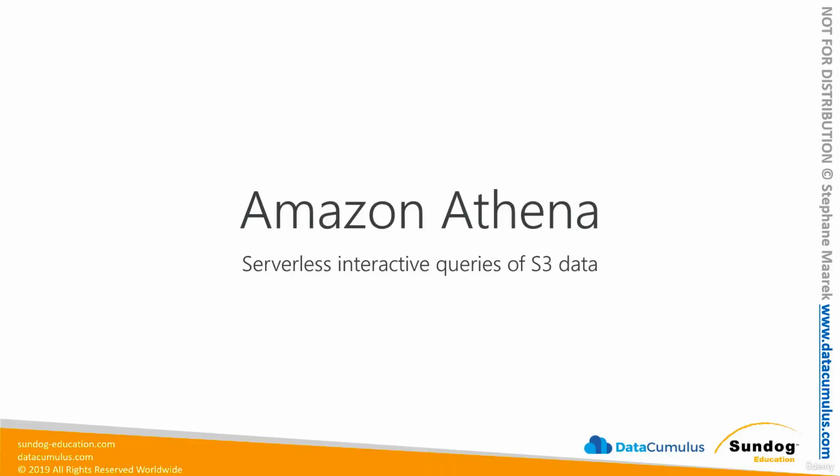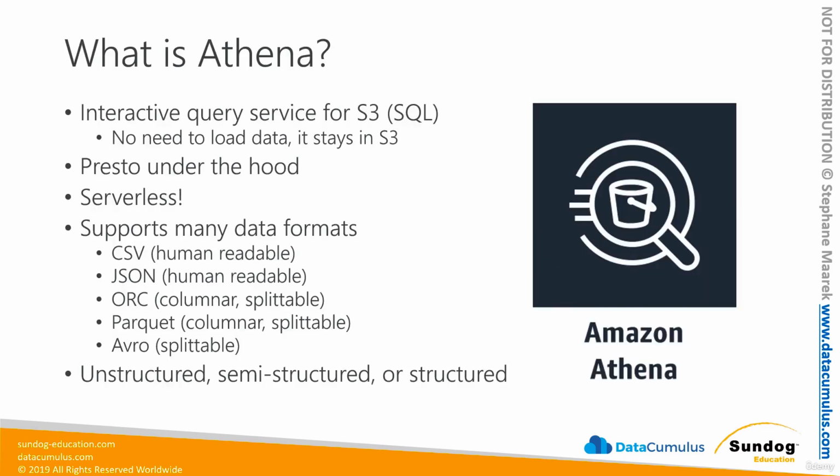Next, let's dive into Amazon Athena. It's a really cool query engine for doing interactive queries on your data in an S3 data lake, and it's completely serverless, which is really super interesting. So what is Athena? Its official definition is an interactive query service for S3, so basically it's a SQL interface to your data being stored in some S3 data lake. There's no need for you to load your data from S3 into Athena. The data actually stays in S3, and Athena just knows how to interpret that data and query it interactively.